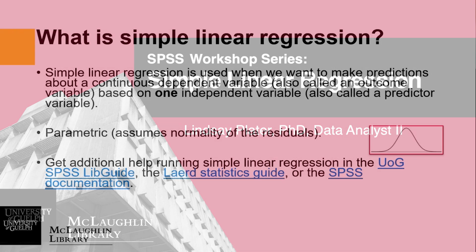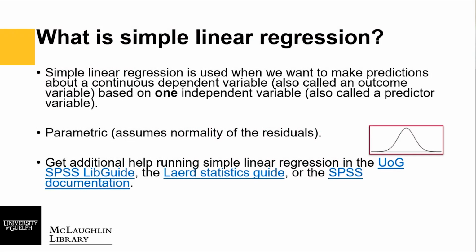So what is a simple linear regression? Simple linear regression is used when we want to make predictions about a continuous dependent variable, which in regression is also called an outcome variable, based on one independent variable, which in regression is also called a predictor variable. This is a parametric test. And so this means that the residuals assume normality.